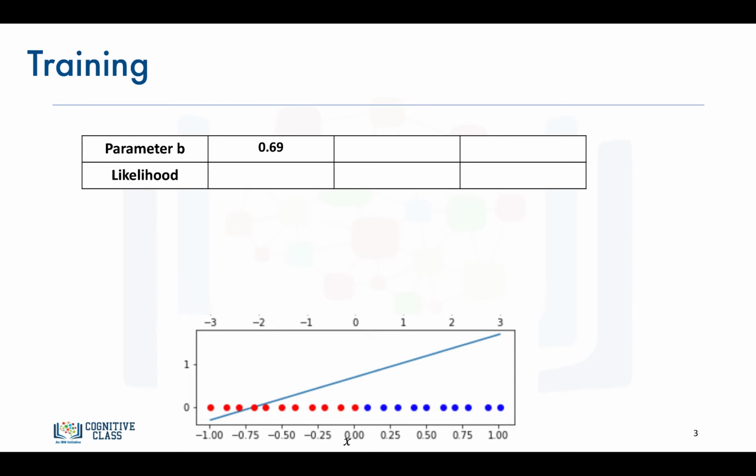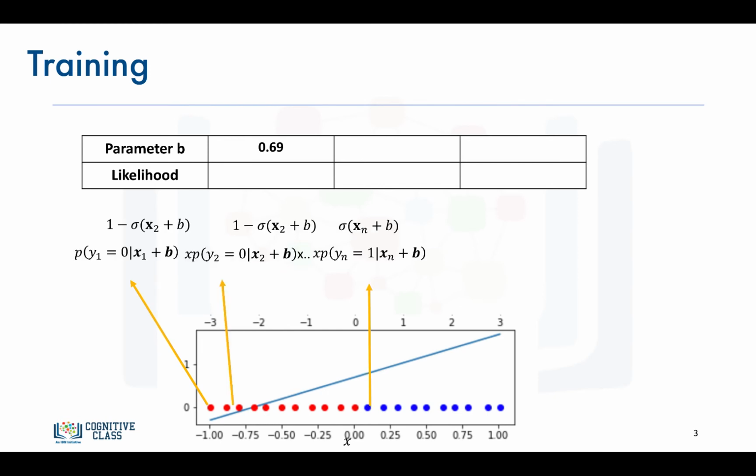So we have a classification data set, and we're only going to look at the bias parameter. We have the samples for y equals 0 in red and y equals 1 in blue. So it turns out we can calculate a likelihood of observing the following sequence. And if you recall, the logistic function gives us the probability that y equals 0 or y equals 1 accordingly, and we can calculate the likelihood.